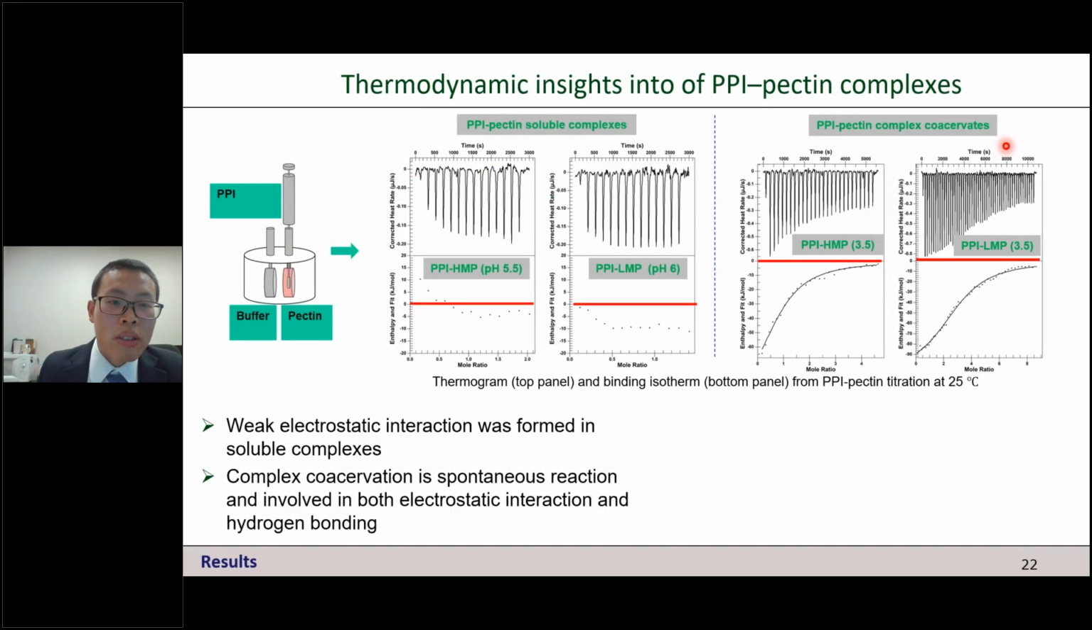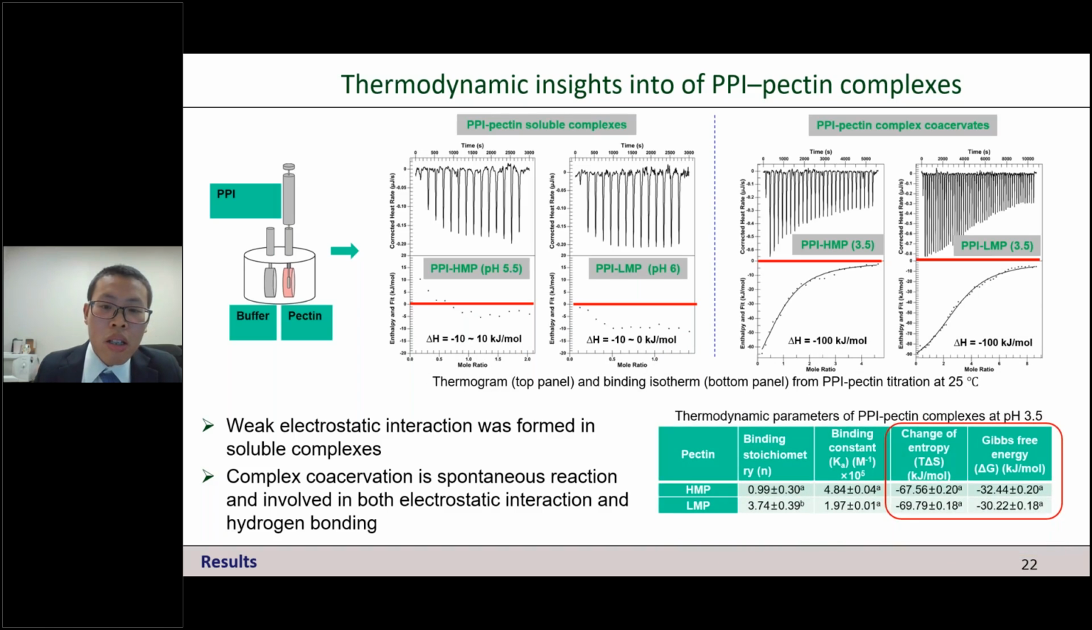The ITC was applied to reveal the molecular recognition by titrating HMP or LMP with PPI at selected pH to represent the formation of soluble complexes and complex coacervates. As expected, for the formation of PPI-pectin soluble complexes, the reaction enthalpy, delta H, was quite low, around 10, indicating a weak electrostatic interaction between biopolymers in soluble complexes.